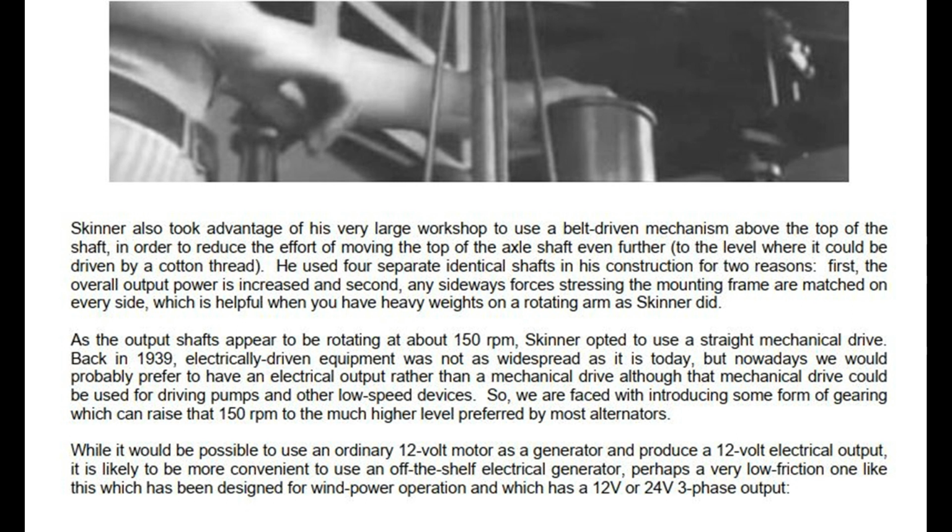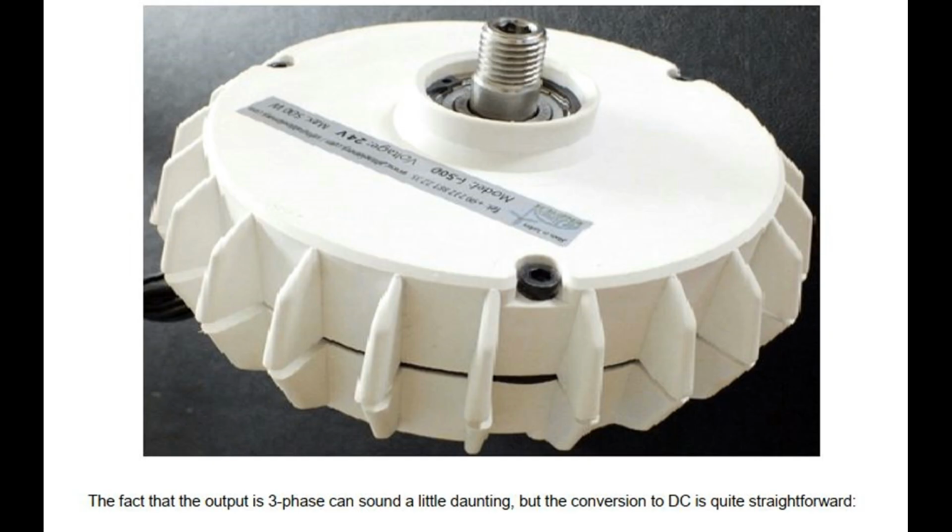While it would be possible to use an ordinary 12-volt motor as a generator and produce a 12-volt electrical output, it is likely to be more convenient to use an off-the-shelf electrical generator, perhaps a very low-friction one like this which has been designed for wind power operation and which has a 12V or 24V three-phase output. The fact that the output is three-phase can sound a little daunting, but the conversion to DC is quite straightforward.